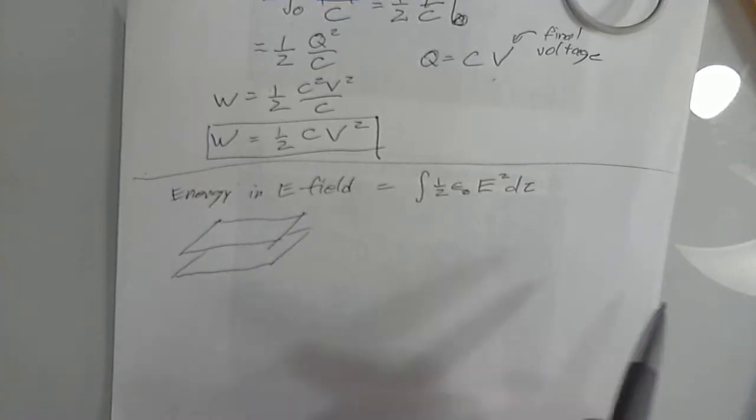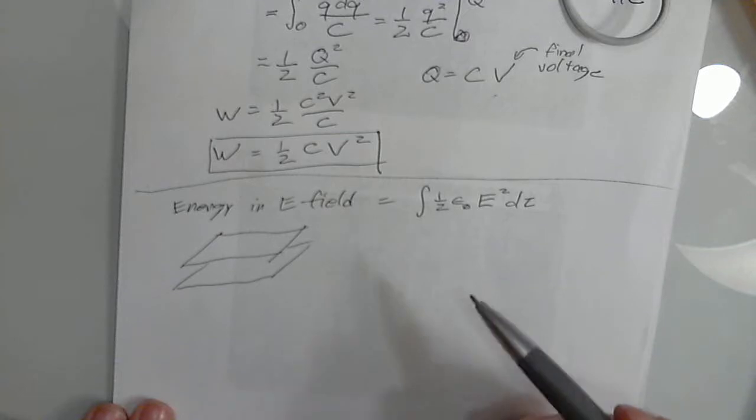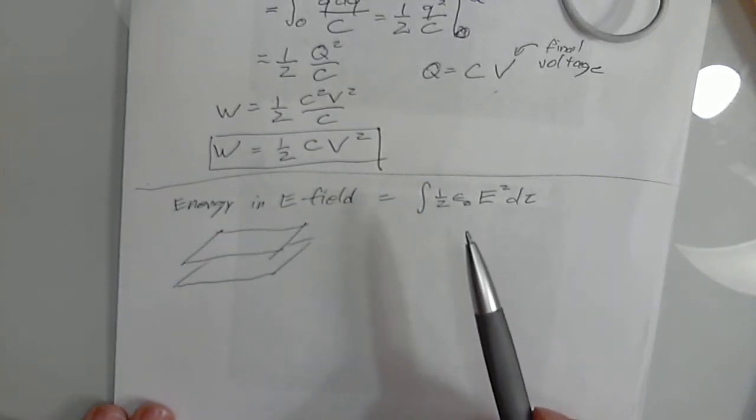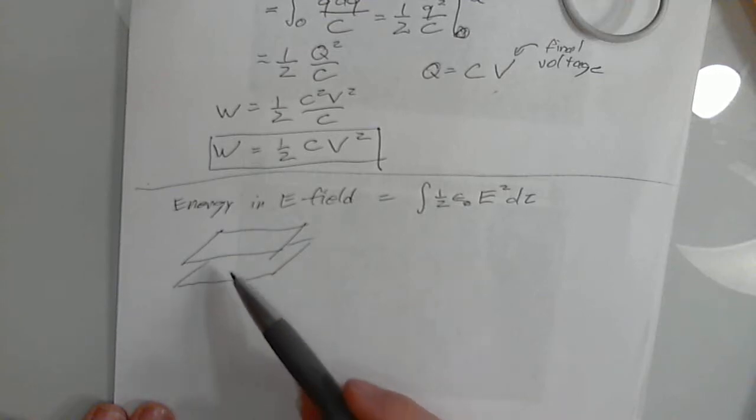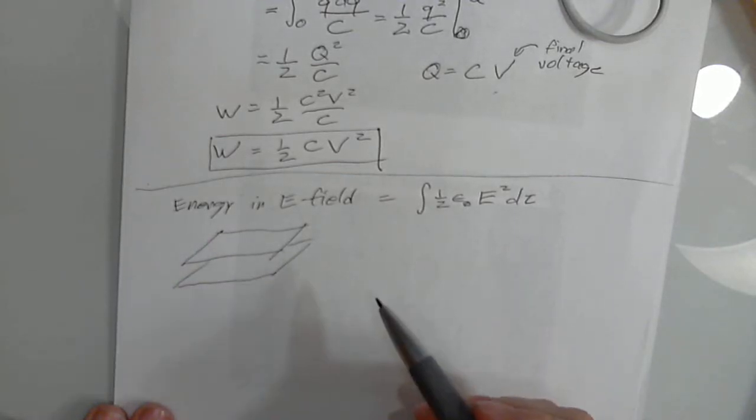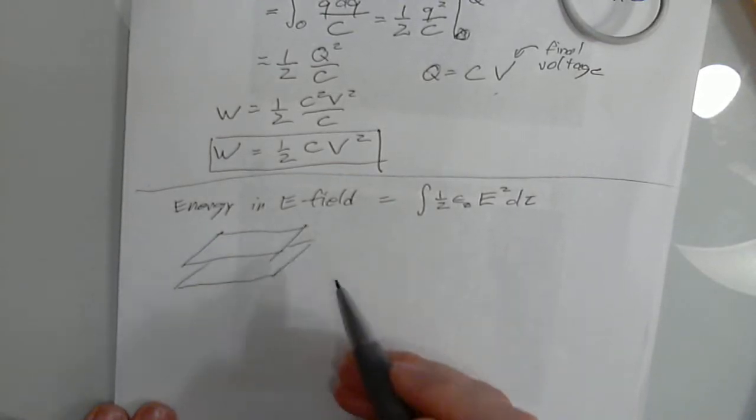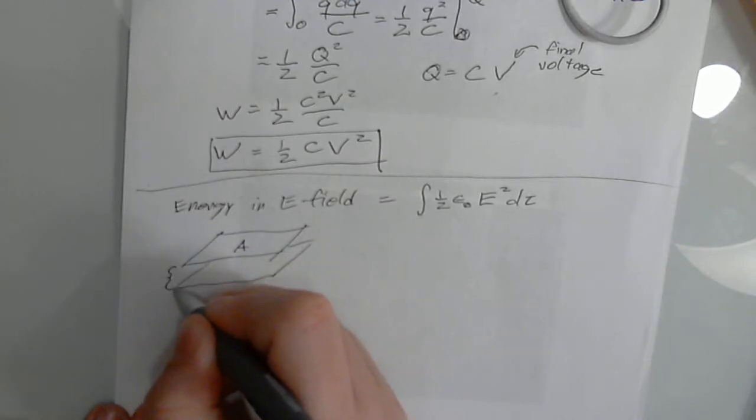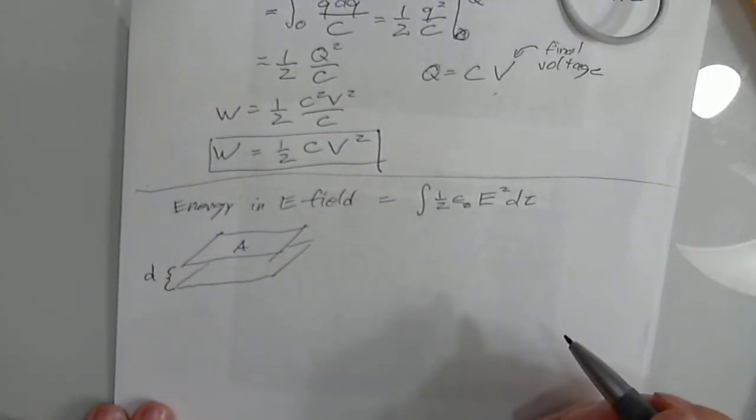All right, so my next goal is to determine the energy stored in the electric field surrounding a capacitor. And in particular, I'm going to be focusing on a parallel plate capacitor. This is kind of take two, so I've already written some stuff, but that's okay. So we've got two plates, surface area A, and they're separated by a distance d. We solved this problem before.